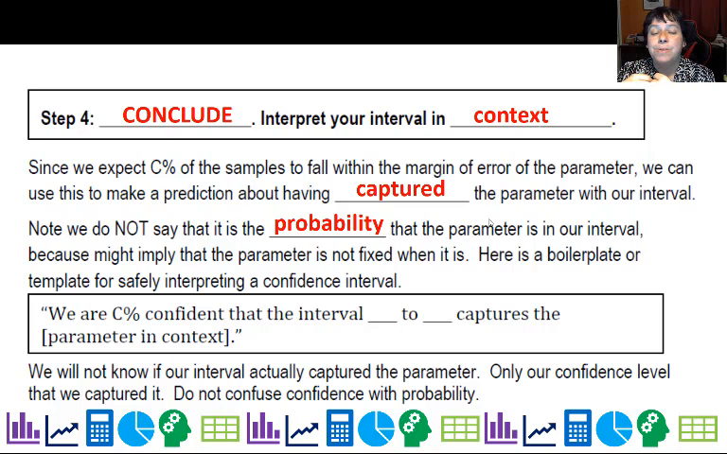The way you interpret an interval, and this is boilerplate right here. You can write, we are C% confident. So if it's 95%, you put a 95 there. If it's 90%, you put a 90 there. That the interval blank to blank, your low to your high, or it can be your statistic plus or minus your margin of error, captures the parameter in context. So that would be the true proportion of black beads. Now, we will not know if our interval actually captured the parameter, only our confidence level that we captured it. Do not confuse confidence with probability here.